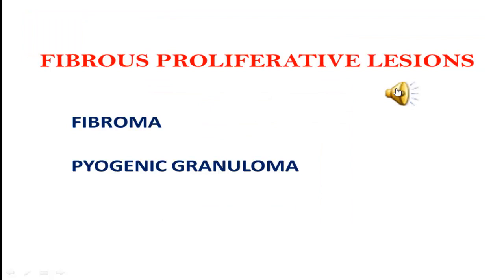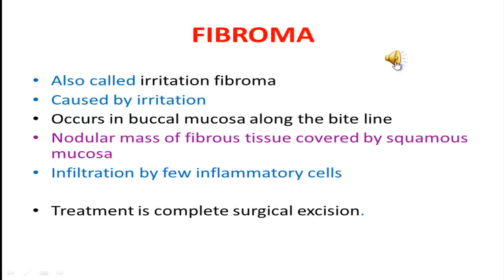The fibrous proliferative lesions of the oral cavity include the fibroma and the pyogenic granuloma. Fibroma, also known as irritation fibroma, is usually caused by irritation, or it can be caused by some unknown mechanism. It usually occurs in the buccal mucosa along the bite line or on the gingivo-dental margin. Microscopically, it is a nodular mass of fibrous tissue covered by squamous mucosa, showing infiltration by few inflammatory cells.